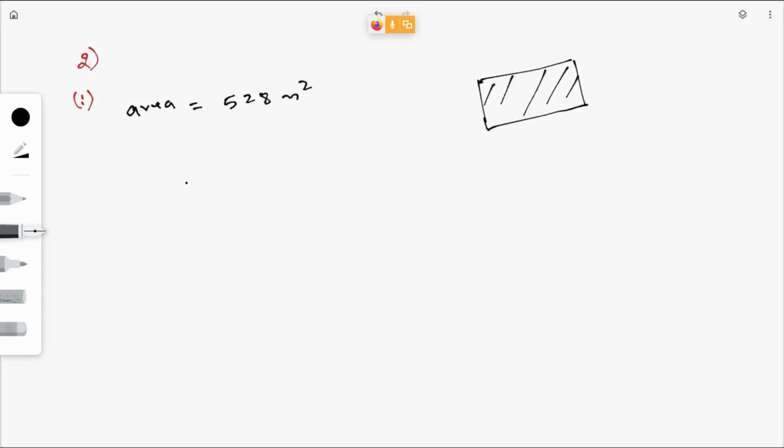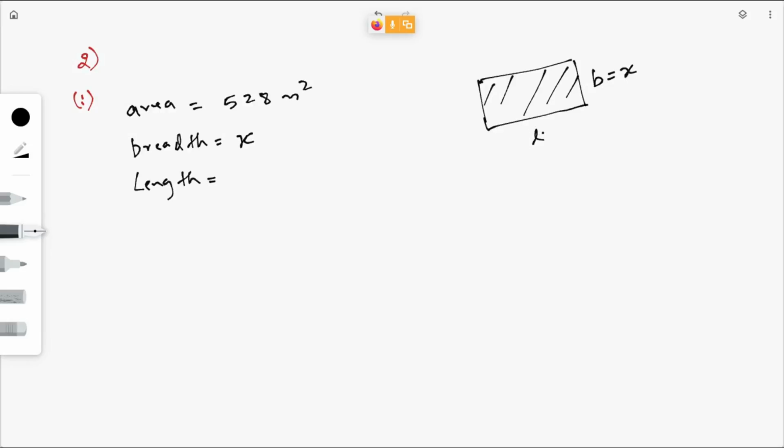See here, what I will do, the length of the plot is one more than twice its breadth. So you need to take breadth. Let the breadth of the rectangular park be x. So then what is the length? Now just go through the second sentence again. The length of the plot. This is the length and this one is your breadth. So we took breadth is equal to x, right?